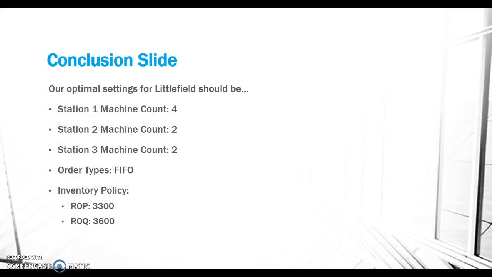Based off our results in Simio and in SAS JMP, we determined that our optimal settings for Littlefield should be that Station 1 should have 4 machines, Station 2 should have 2 machines, Station 3 should have 2 machines as well, and for order types, we should keep it at first in, first out. For inventory policies, our reorder point should be 3,300 kits, and our reorder quantity should be 3,600 kits.